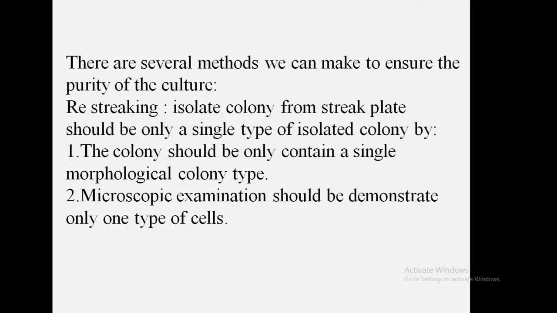There are several methods you can use to ensure the purity of a culture. Also, restreaking: isolate the colony from the streak plate. There should be only a single type of isolated colony. The colony should contain only a single morphological colony type. Microscopic examination should demonstrate only one type of cell. So restreaking means isolating a colony from the streak plate.